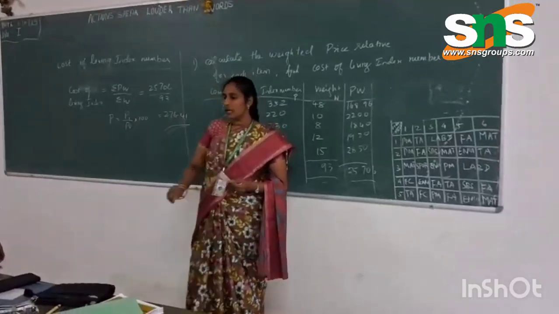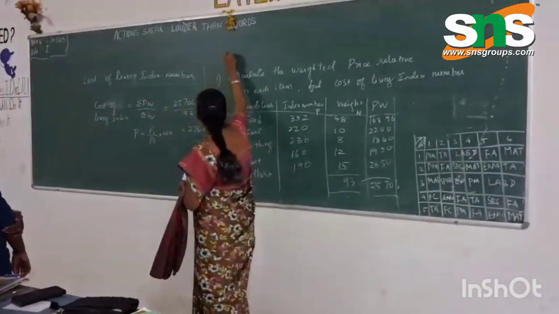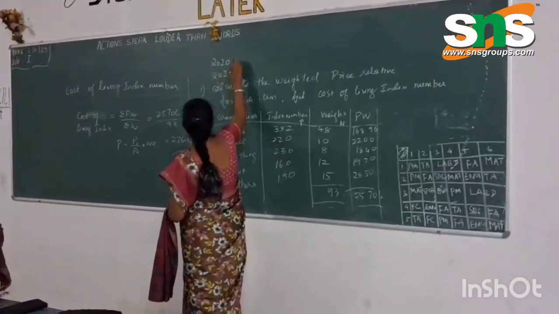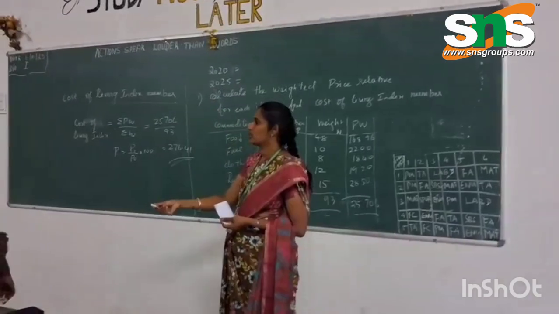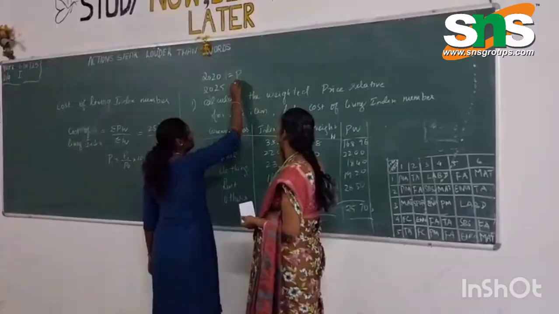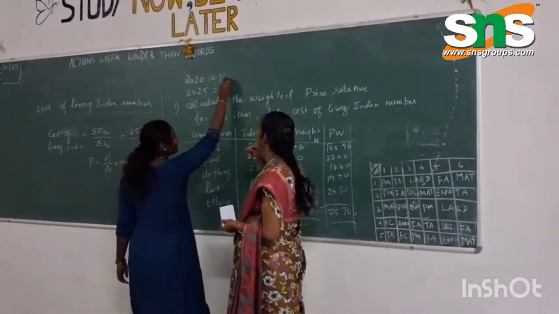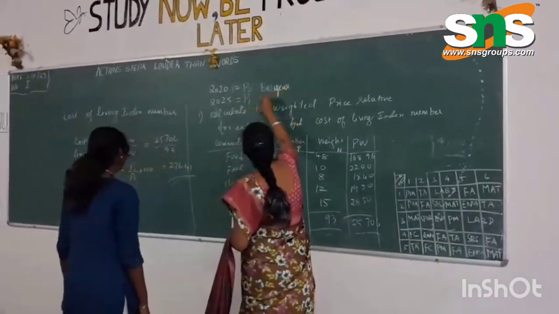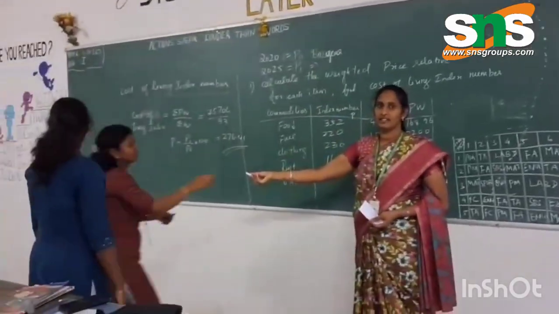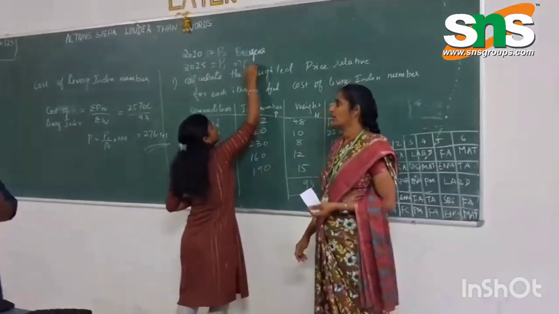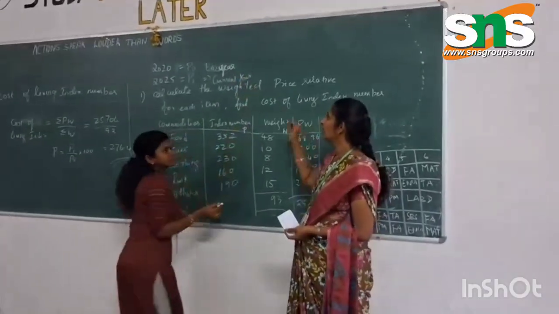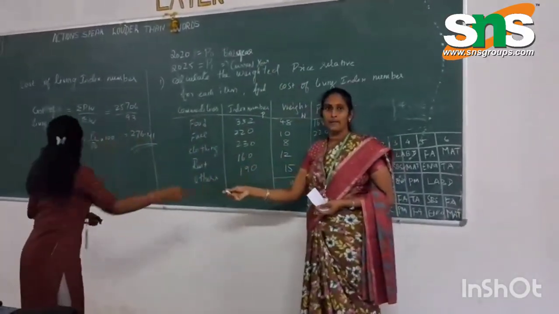Can you say what is 2020? The price of 2020 represents P0, and the price of the current year represents P1. Mention it as the current year. Based on this, we are going to calculate P0 and P1.